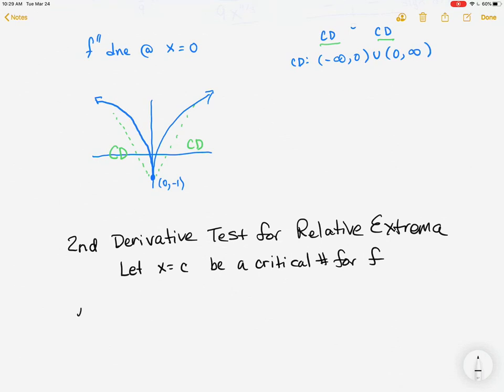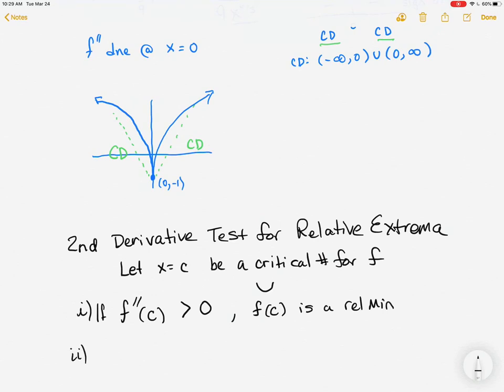We're going to look at two cases. We're going to take our critical number and look at the sign of the second derivative at the critical number. If the second derivative is positive at the critical number, then I know that at that critical number, the graph is concave up. In order for the graph to be concave up, the critical number then has to be at the bottom of a concave upward portion. So if the second derivative at the critical number is positive, the graph is concave up, which tells us f of c is a relative min.